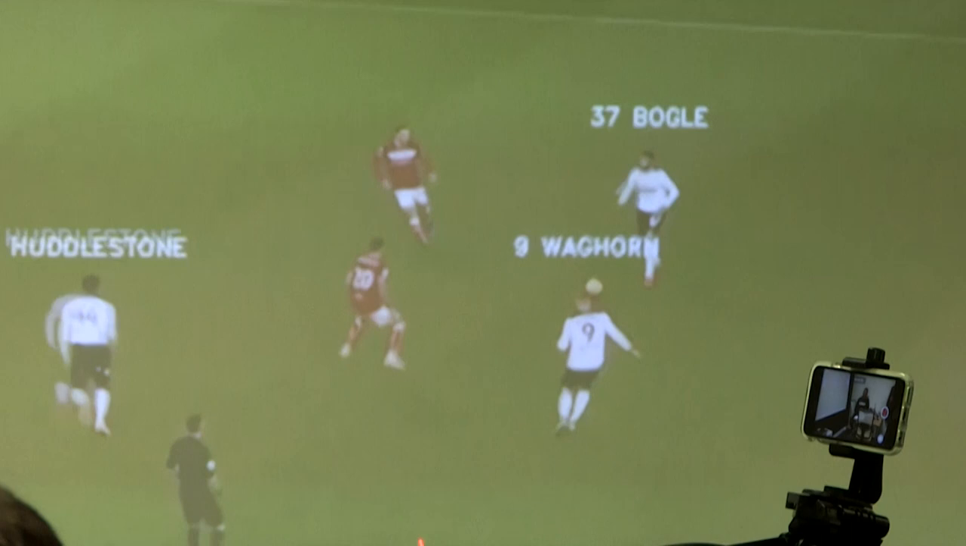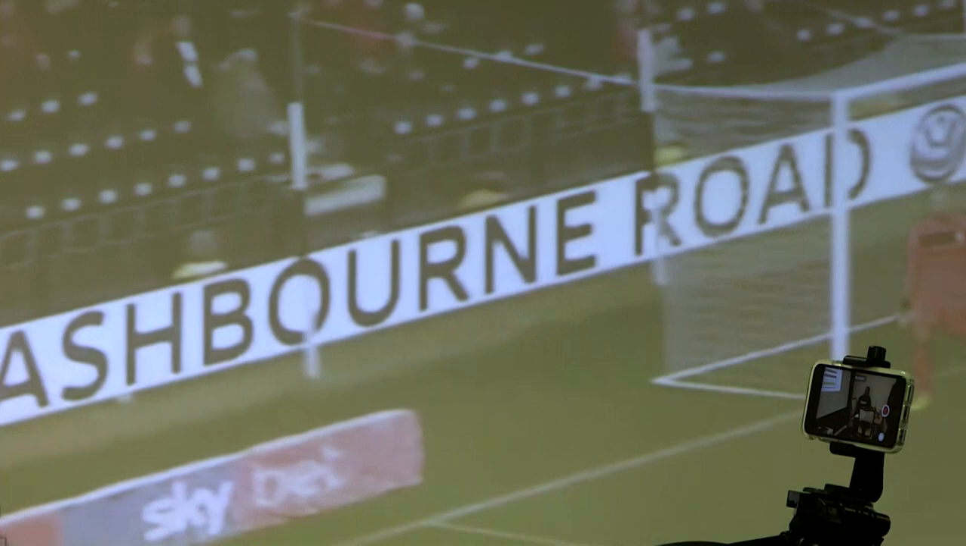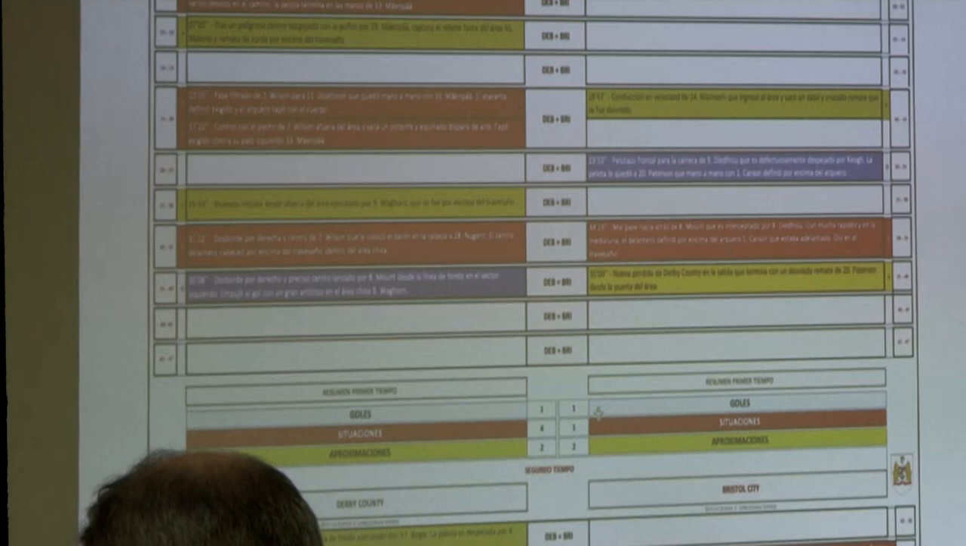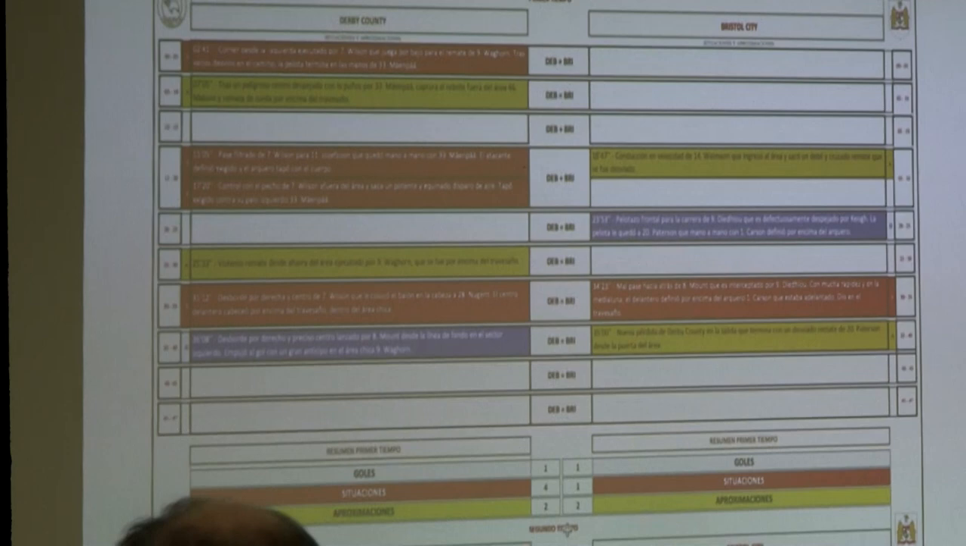As you can see here, 40 minutes of offensive actions from Derby County. This is the offensive production of Derby County in the 31 games they played this season.